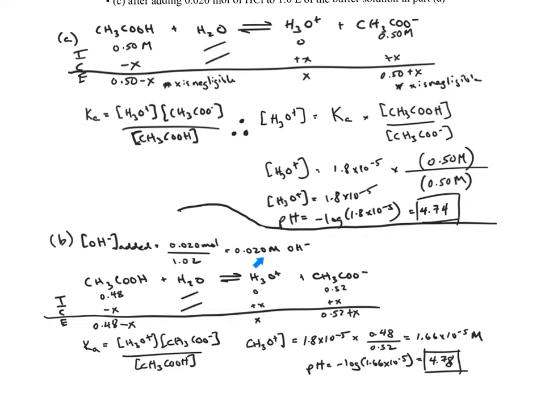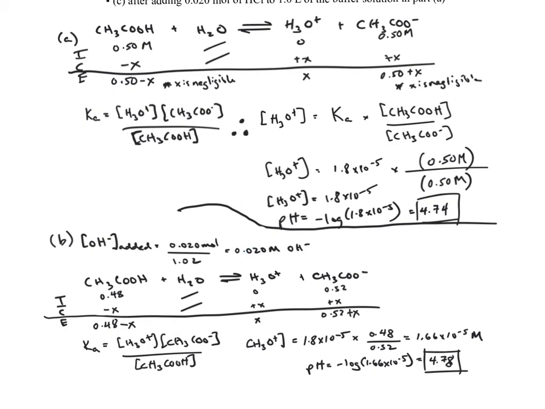So we end up with this 0.020 molar hydroxide ions. Well, what's that going to do? This is a base. Which of these things is it going to react with? It's going to react with this particular thing, the acetic acid. And what it's going to do is actually remove that much of it. We're assuming it's all going to completely react.